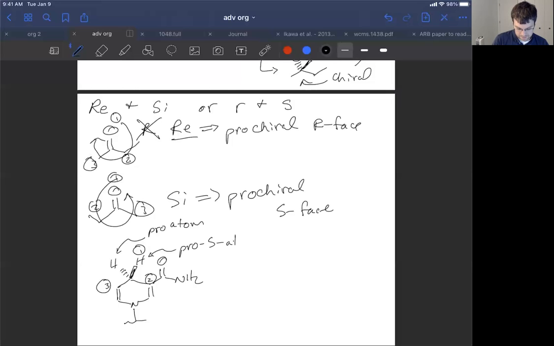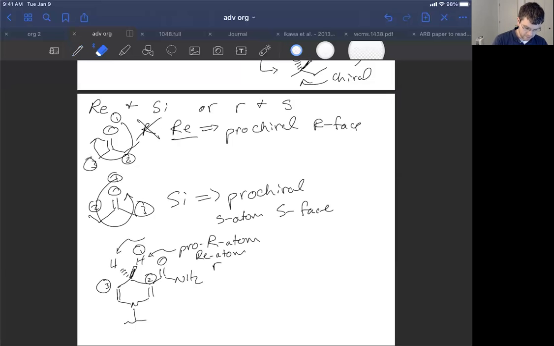This would be the pro-S atom, the Si atom, or you could label it as a little s. Oh, gosh. Okay, we're going 1 to 2 to 3. Goodness, one day. Okay, sorry. R all the way around. Pro-R atom, the Re atom, or a little r designation. And then you could say the same thing for the opposite atom.